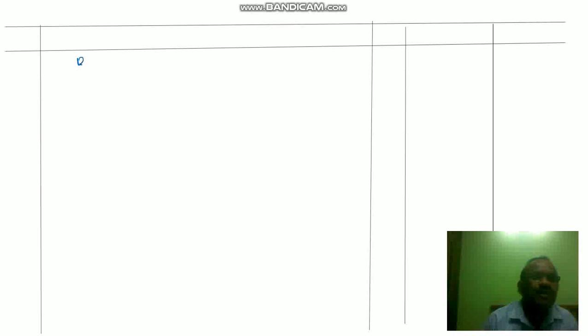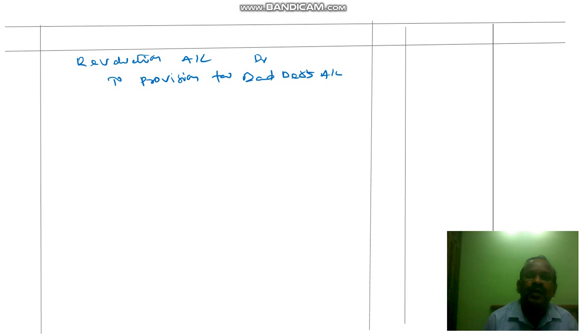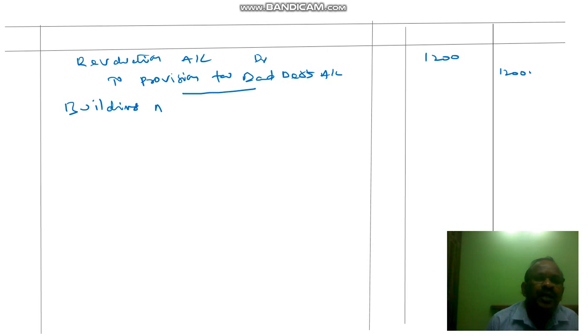Revaluation account debtor to provision for bad debts account. Already I told you, even though it is 2000, we are deducting the amount that is given. Next is buildings. Buildings value is increasing, that's why buildings will be debited, revaluation account will be credited.